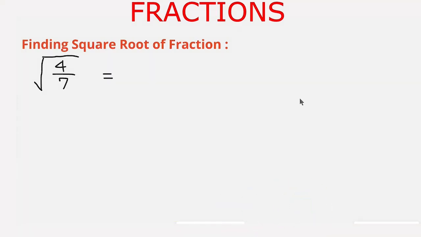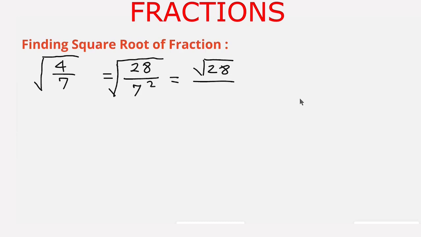We can write this equal to, we multiply numerator and denominator by 7. So the numerator becomes 7 times 4 is 28, and the denominator becomes 7 times 7 is 7 square, and this is the under root of 28 upon 7 square. This is equal to under root of 28 upon 7. Now we can find the approximate value of under root of 28 upon 7.